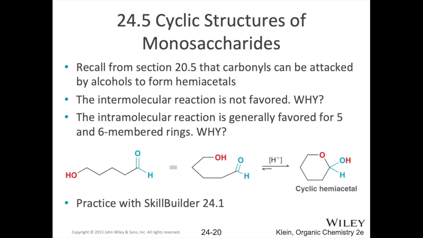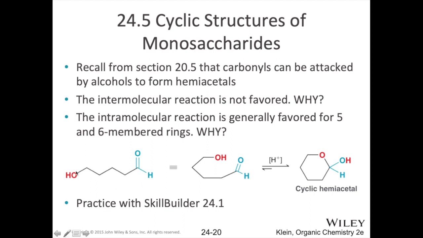Okay, so let's talk a little bit about how, so far we've seen these Fischer projections that show our monosaccharides in a straight chain, but in solution, these monosaccharides actually take a cyclical form. So let's talk about how that happens. The mechanism for this is something you've seen before in our chapter on aldehydes and ketones. It's actually the formation of a hemiacetal, because keep in mind that your carbohydrates have alcohol groups and a carbonyl, so you already have the pieces you need to form a hemiacetal.